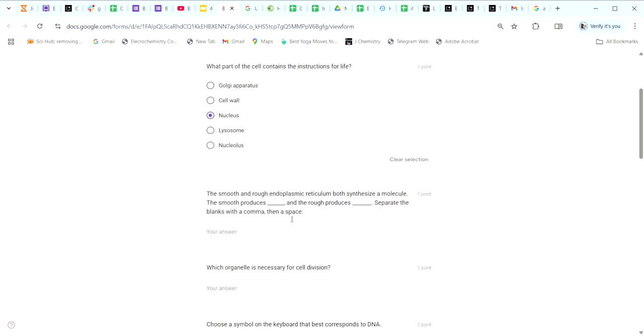Then, the smooth and rough endoplasmic reticulum both synthesize a molecule. Smooth produces, protein synthesis, I think. Lipids. Lipids and produce a protein. So smooth produces lipids and the rough produces proteins.